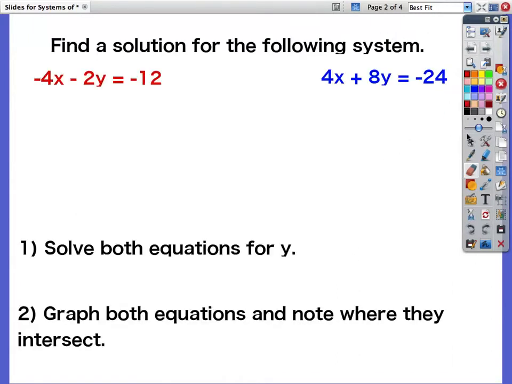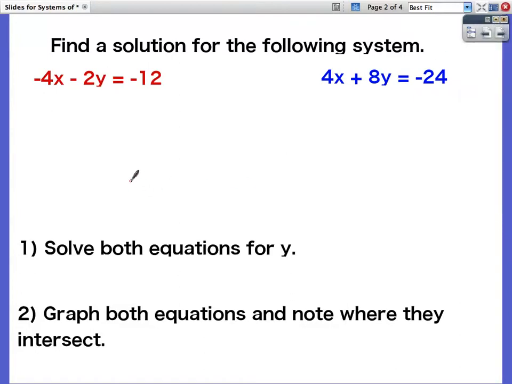So we're given both of these equations here, and the first step in trying to find a solution using the graphing method is to solve both equations for y so that in step 2 you can graph them. It's difficult to graph things if they're not solved for y, so that's where we want to start. So I'm going to do my first step of moving my negative 4x to the other side, or adding 4x to both sides. And then I'm going to divide everything by negative 2 to isolate y.